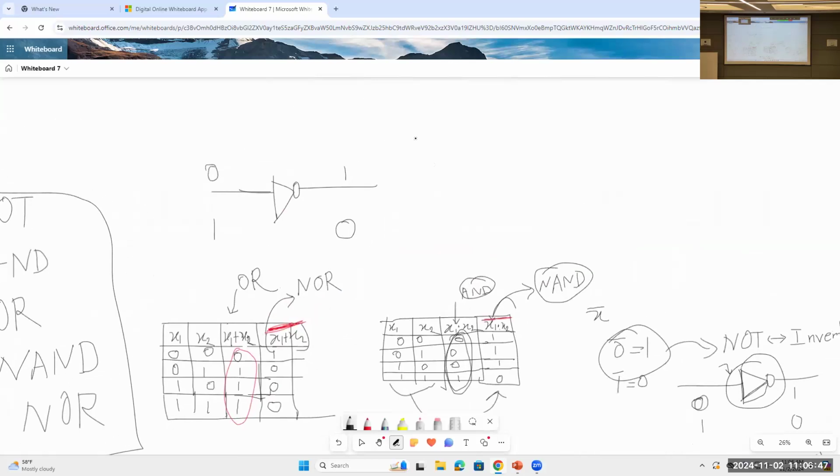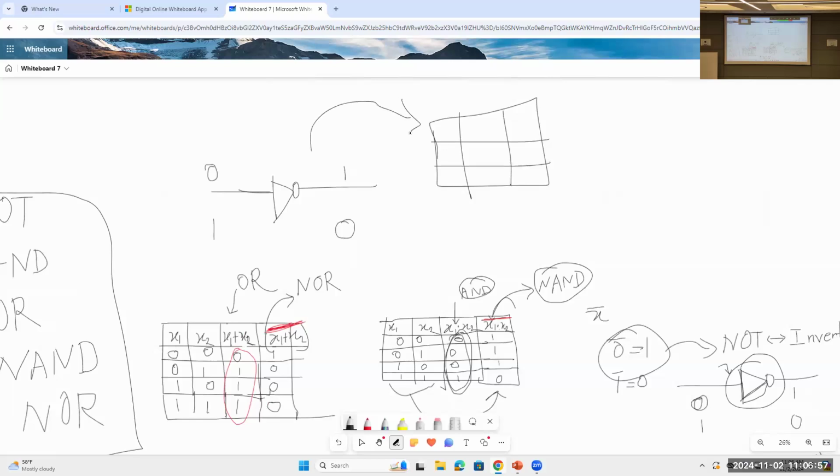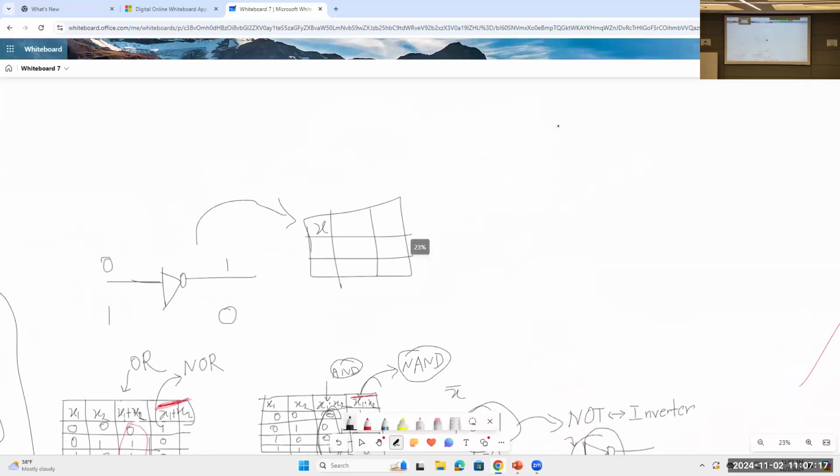Let's make it uniform. Let's write a truth table for the NOT gate as well. We have the truth tables of AND, OR, NAND, NOR. Let's see the truth table for the NOT gate as well. As you can see, let me just draw the AND because it will be easier to relate. So this is the NAND operation.